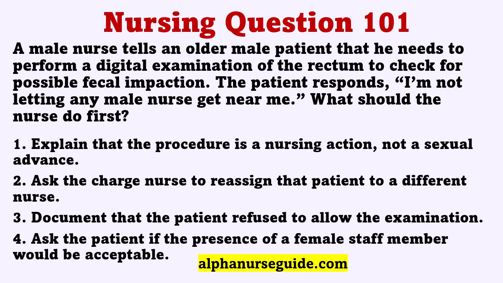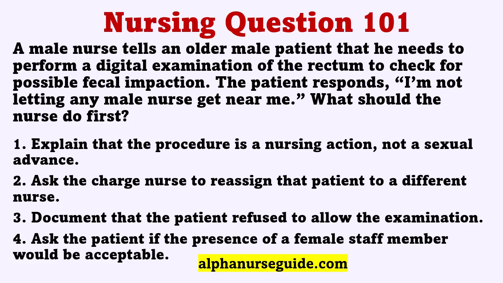A male nurse tells an older male patient that he needs to perform a digital examination of the rectum to check for possible fecal impaction. The patient responds, "I'm not letting any male nurse get near me." What should the nurse do first? 1. Explain that the procedure is a nursing action, not a sexual advance. 2. Ask the charge nurse to reassign that patient to a different nurse. 3. Document that the patient refused to allow the examination. 4. Ask the patient if the presence of a female staff member would be acceptable.